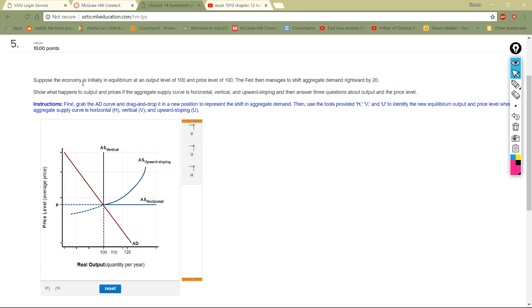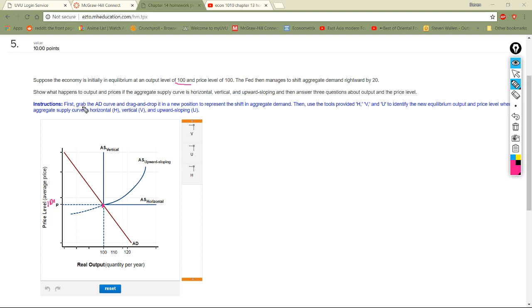Okay, so this right here, suppose the economy is initially in an equilibrium and output level of 100. So let's go over here. We're seeing output level of 100. This is our equilibrium right here at 100. This is where we're starting. And a price level of 100. It's not showing us official prices, but they're saying the price level would be 100 there. The Fed then shifts aggregate demand rightward by 20. So they're going to shift out 20 as far as aggregate demand.